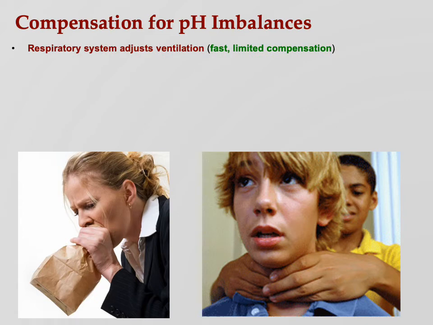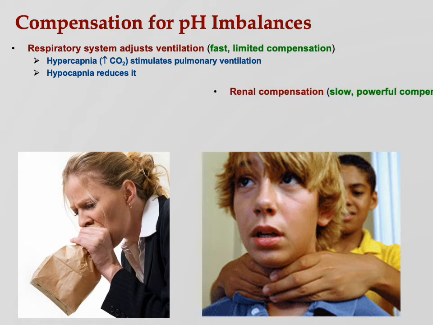So how do you compensate for pH imbalances? Well, the respiratory system is relatively fast, but limited. It's not as powerful. It's faster than the chemicals, not as, slower than the chemicals, faster than urinary, but it's not as powerful as urinary. Hypercapnia stimulates pulmonary ventilation. So remember, hypercapnia is the buildup of CO2. What's that going to cause you to do? It's going to cause you to breathe faster, to get it out, all right? Hypocapnia reduces it, just the opposite of one another, all right?